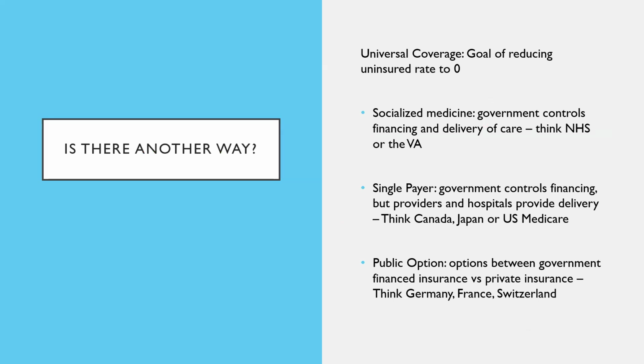So is there another way? There certainly is. Universal coverage is talked about a lot. That's the goal of getting our uninsured down to zero. There's various ways that other countries manage this. There's socialized medicine, where the government controls both financing and delivery of care, which is like the NHS in England or our VA system. There's single payer models where the government provides the financing, but private hospitals carry out the delivery of care, which is what our US Medicare system is. And then there are public options where there's some mix of government and private financing and more regulation on the part of the insurance companies.